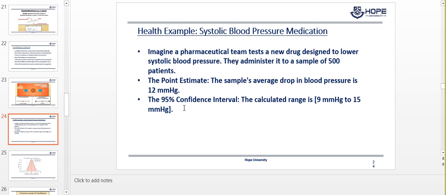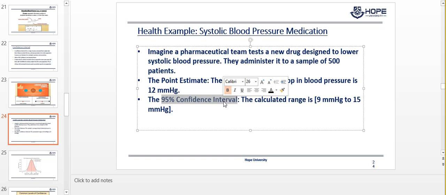So a confidence interval gives you, generally accurately, the range in which your data will fall, not only specifically 12 millimeters of mercury. It could move up to 15 or down to 9, but the middle should be 12.